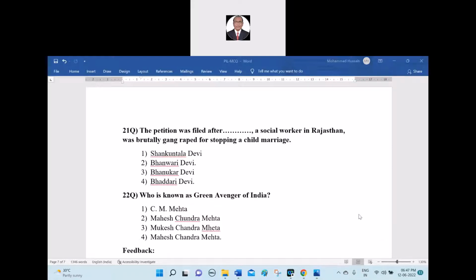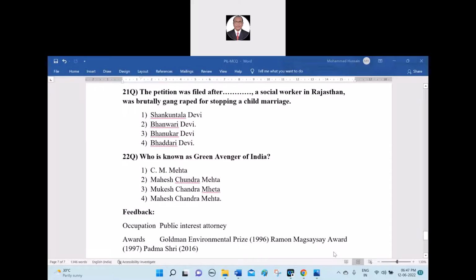First one is wrong, definitely, sir. Okay, second one, this 3 only. Mahesh Chandra Mehta, Mukesh Chandra Mehta. I think fourth one, sir. Fourth one is the right answer. Green Avenger of India is Mahesh, M-A-H-E-S-H, space Chandra, C-H-A-N-D-R-A, Mehta, M-E-H-T-A. The fourth is the right answer for the 22nd question.